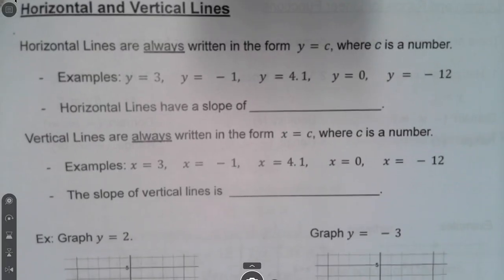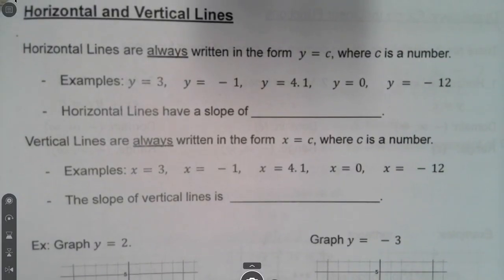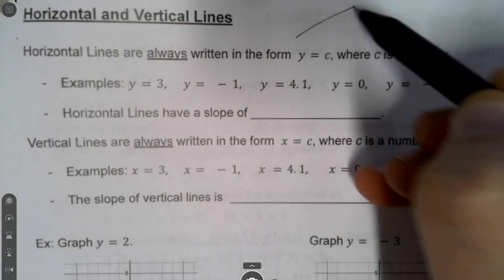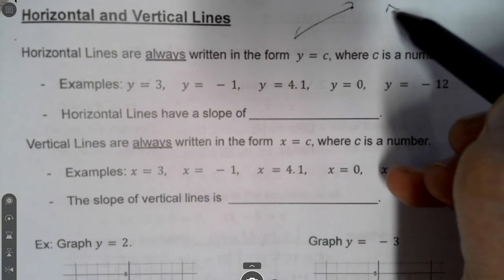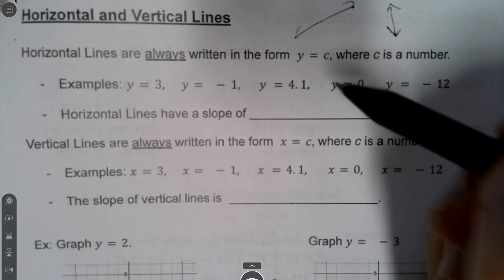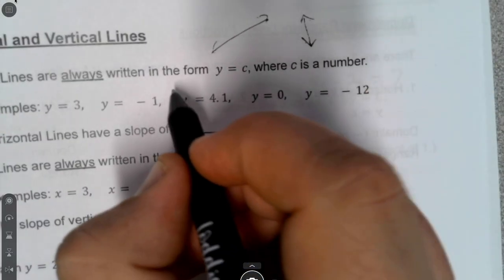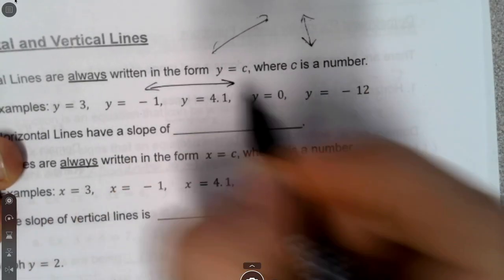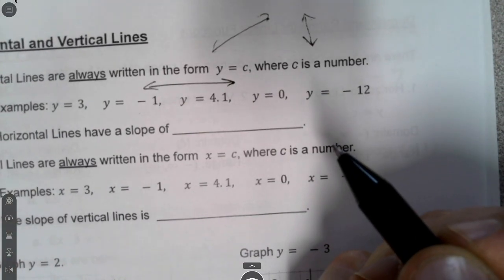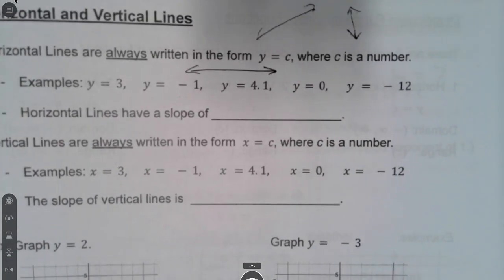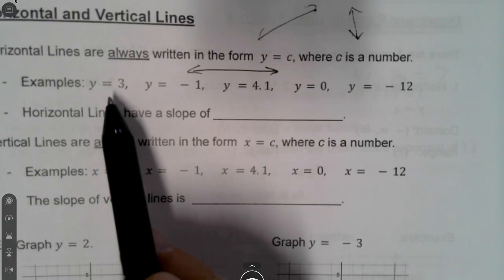Okay, we also need to talk about horizontal and vertical lines. Now, all the lines we've dealt with up to this point, at least with graphs, have been diagonal. They've been slanted. They're straight lines. I just mean, they're slanted up like this, or they could be slanted down like this. But horizontal lines, that's ones that are flat, like this. They're always written in the form y equals c. So y equals 3 is a horizontal line.